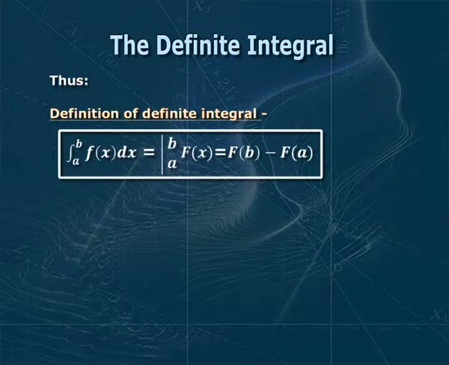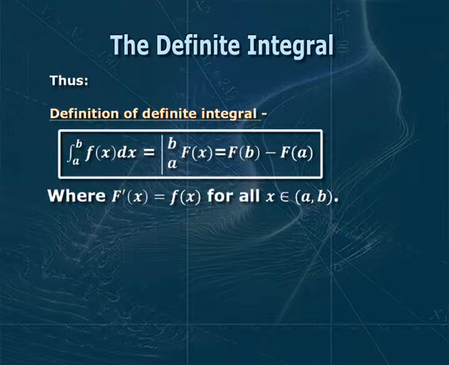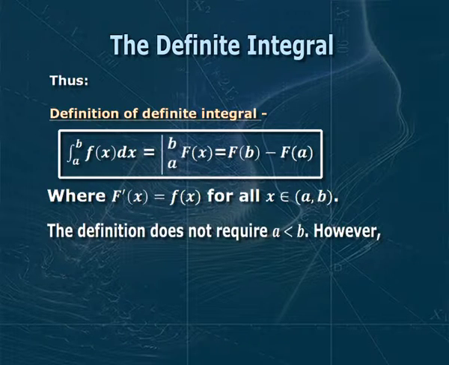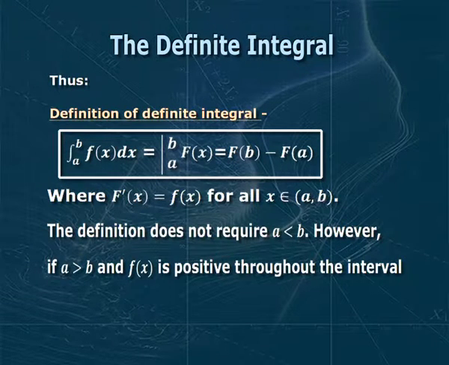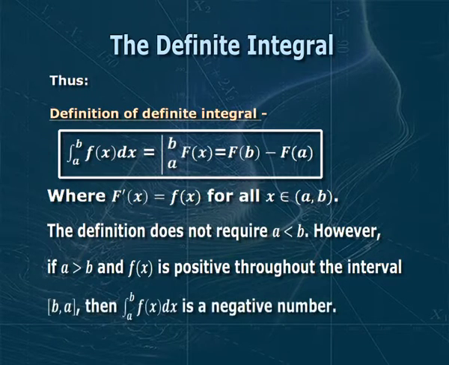The integral of f(x) dx from a to b is equal to F(b) minus F(a), where F'(x) is equal to f(x) for all x belonging to (a, b). The definition does not require a to be less than b. However, if a is greater than b and f(x) is positive throughout the interval, then the integral of f(x) dx from a to b is a negative number.